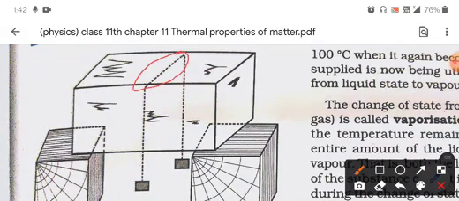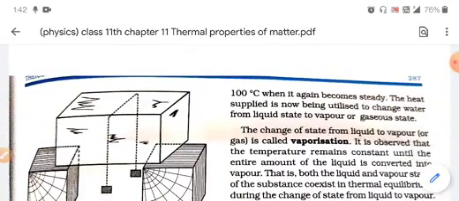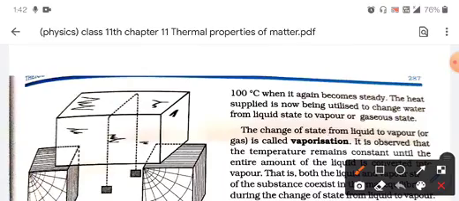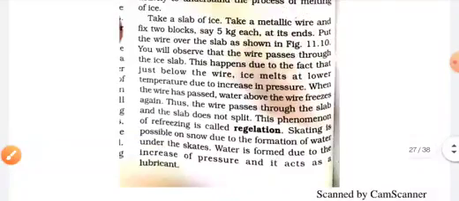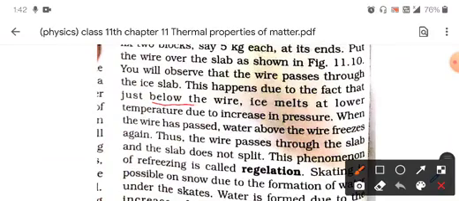this is the wire over the ice slab. The surface of the ice just below this wire will experience more pressure due to these forces, and due to that pressure, the ice will start melting at even lower temperature. So this happens due to the fact that just below the wire, ice melts at lower temperature due to increase in pressure. That means if we increase the pressure, the melting point will get lower.